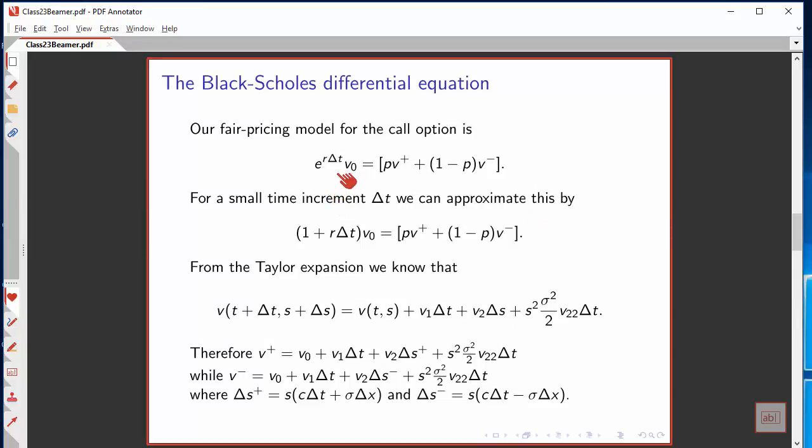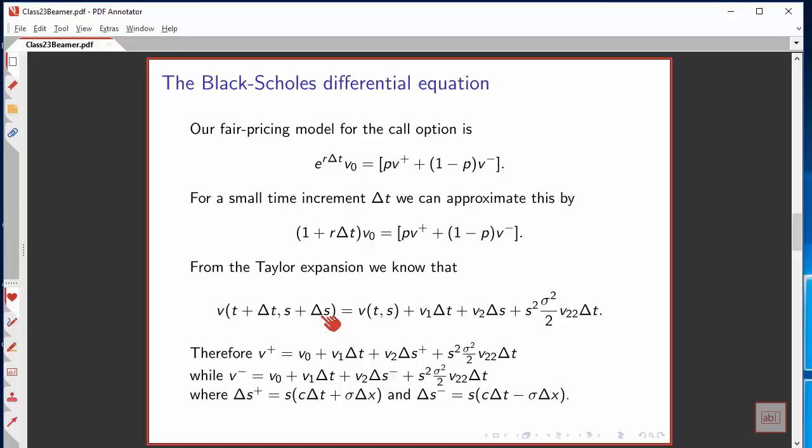We say the initial share price multiplied by the factor that we get by putting money in an interest-bearing bank account has to equal the probability of an upward price times the higher price plus the probability of a lower price times that lower price. If the time interval delta t is short, I can approximate this exponential by 1 plus r delta t.